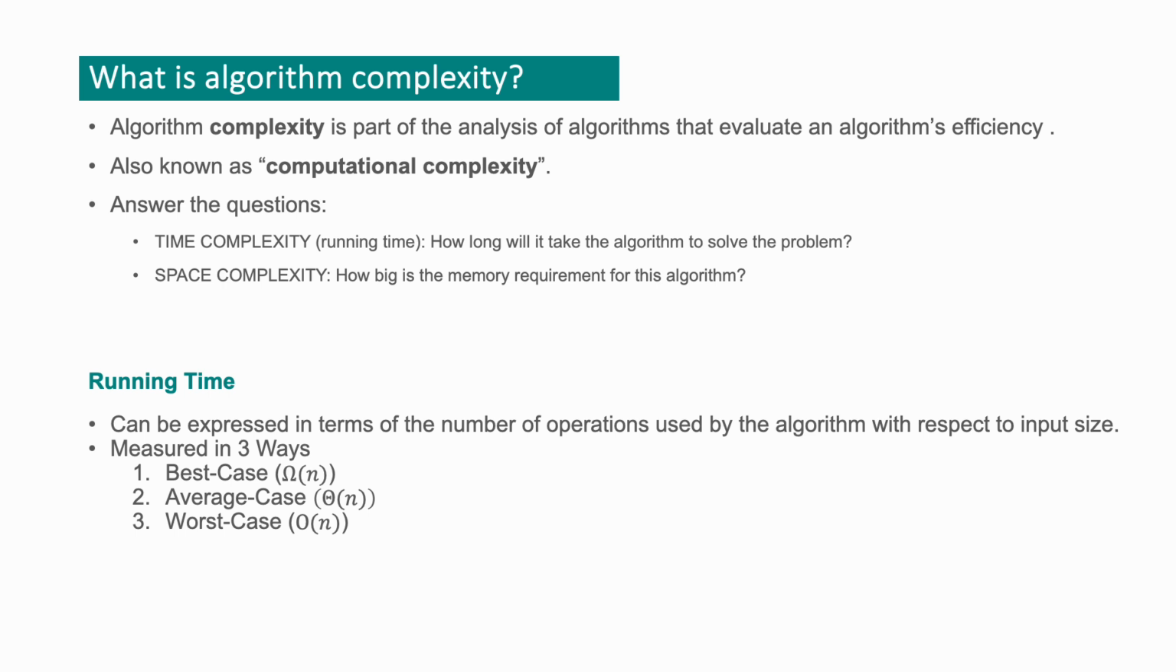Running time can be expressed in terms of the number of operations used by the algorithm with respect to the input size. Basically, it describes how the algorithm grows with respect to the input. It can be measured in three ways: the best case, or the big omega; the average case, which is the big theta; and the worst case, which is the big O. Naturally, we'll focus on the worst case, because if your algorithm performs well in the worst case, then how much better would it be in the best and average cases, right?